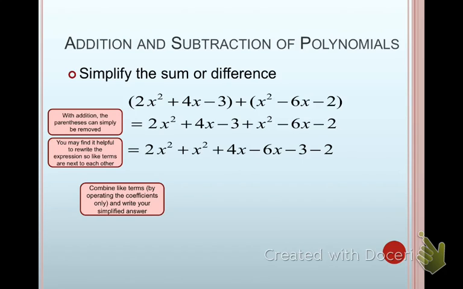Now at that point you're just going to combine your like terms. 2x squared plus x squared would give us 3x squared. 4x minus 6x would give us negative 2x, and negative 3 minus 2 would give us negative 5. Now notice that when I combine those like terms, my variable and my exponent are not changing, only my coefficients are changing. So 2 plus 1, remember there's an invisible 1 in front of that x squared, gave me a 3. 4 minus 6 gave me a negative 2, and negative 3 minus 2 gave me a negative 5.